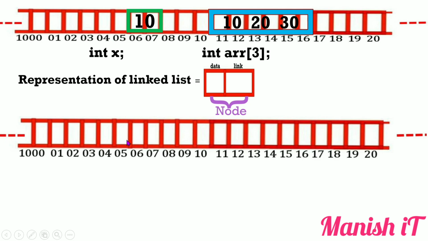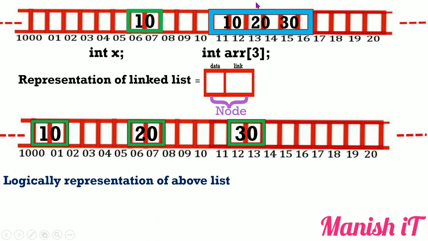So here, the user wants to enter these same values in a linked list. Then how does it look in the memory segment? First the user has entered 10, then 20, then 30, and the memory addresses are like this: for 10 its address is 1000, for 20 its address is 1006, for 30 it is 1012. So it is not contiguous.